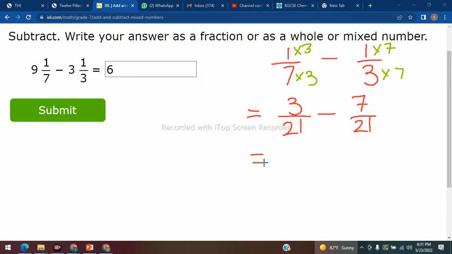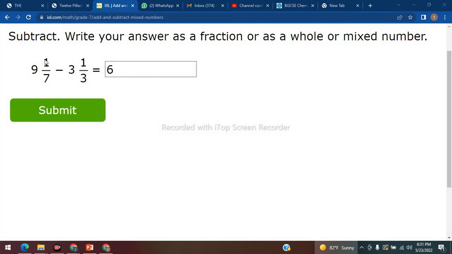If we use 21, this is going to be 3 over 21 minus 7 over 21, which is not right. Well, that means we have to take the 9 and 1 over 7 and borrow from the 9. So it's going to be 9 and 1 over 7 equals 2.